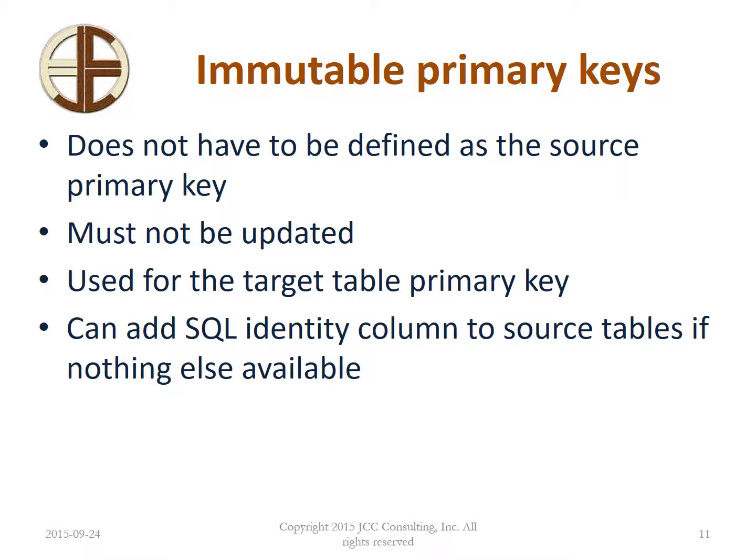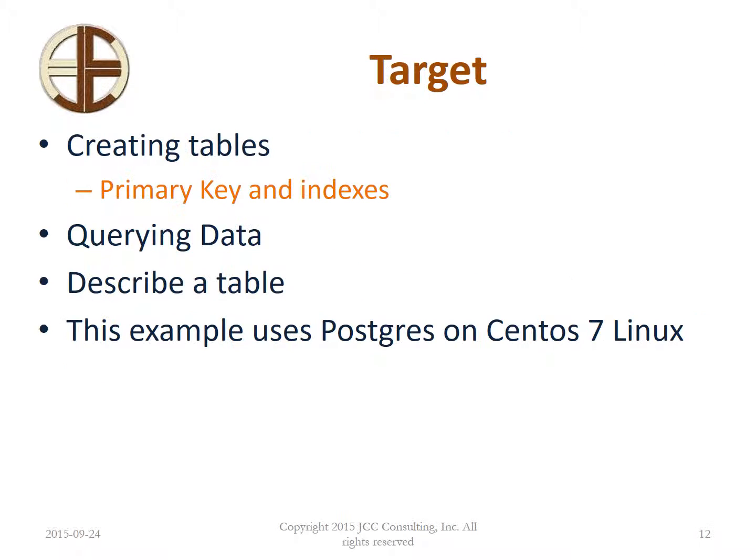So we want to have a primary key that doesn't change on the source database so that we can use it to replicate the changes to the target database. If you don't have one in your environment, you can use an SQL identity column on the source tables to accomplish this. The target database, we need to have a primary key and indexes on the primary key.